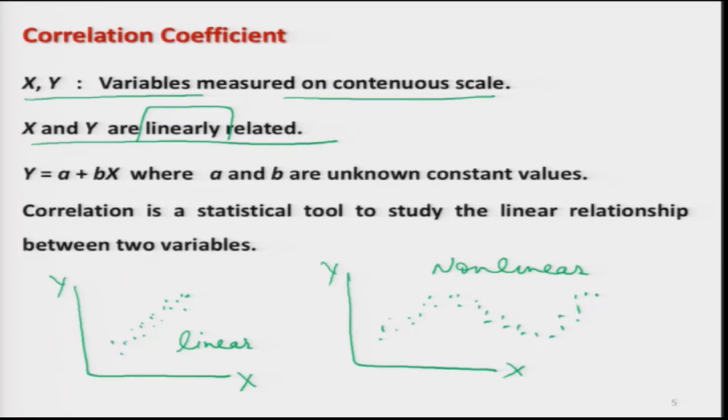You have to keep in mind that now we are going to talk about the relationship which is linear in nature. So, we know that if the relationship is linear, this can be expressed in a mathematical format by the equation of a line, like y = a + bx, where a and b are some unknown constant values.